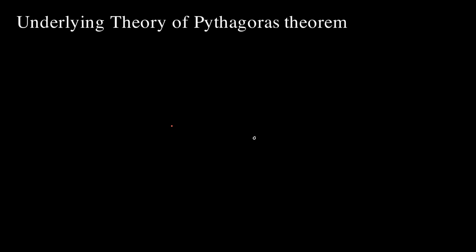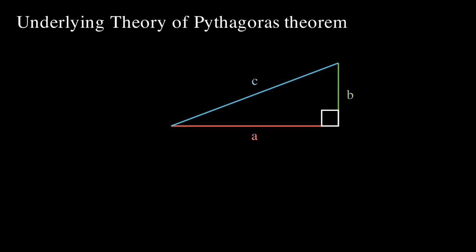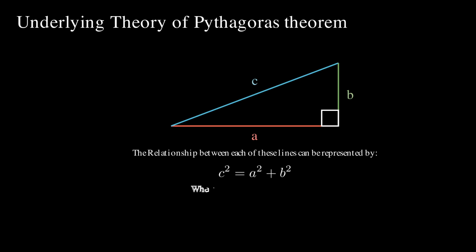So let's look at the underlying theory of Pythagoras' theorem. Let's take side A, side C, and side B to form a right angled triangle. So the relationship between each of these lines could be represented by the formula c squared is equal to a squared plus b squared, where a and b represent short sides, and c represents the longest side, which we call the hypotenuse.